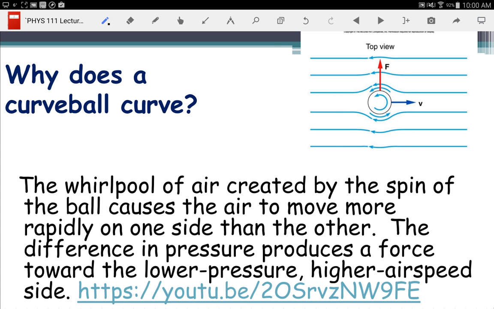Okay, what makes a curveball curve? Back when I was a kid, a curveball was a pitch that when you throw it like this, you have a rotation like that, and then the curveball will curve away from a right-handed batter or into a left-handed batter.